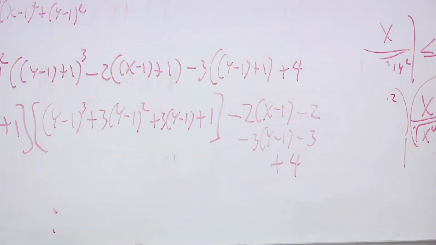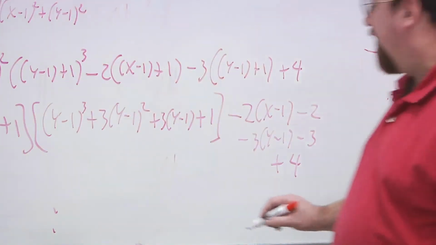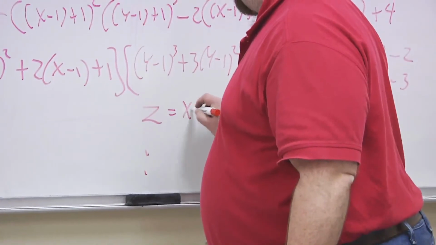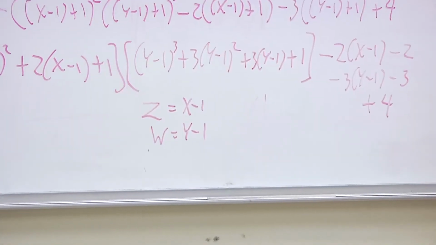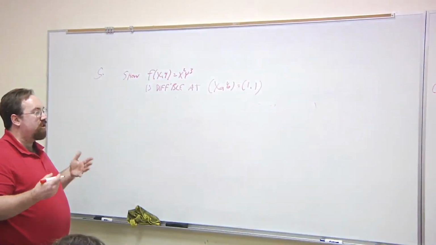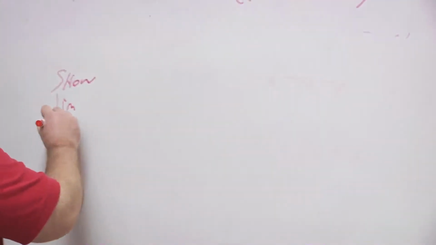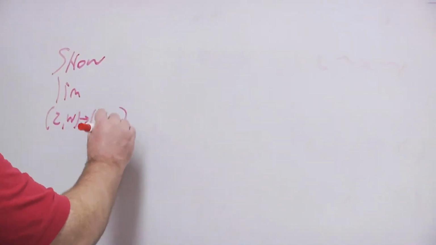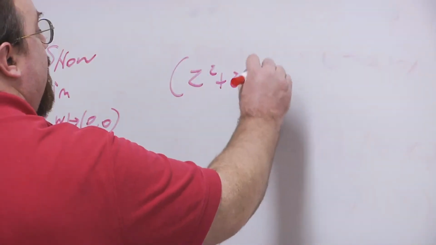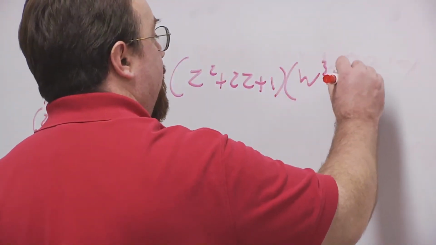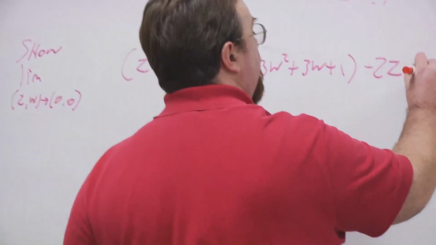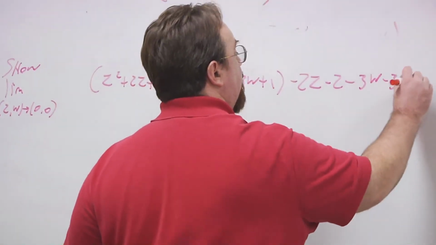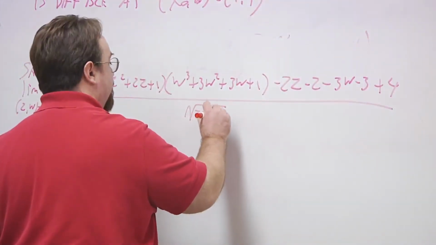Just to make the writing simpler, I'm going to change variables here so it's a little less cluttered. I'm going to let z equal x minus 1. I'll let w be equal to y minus 1. The problem is in terms of z and w going to 0, 0, so we're in the same situation as the previous problem. The limit as z and w go to 0, 0 of (z squared plus 2z plus 1)(w cubed plus 3w squared plus 3w plus 1) minus 2z minus 2 minus 3w minus 3 plus 4, over the square root of z squared plus w squared, goes to 0.